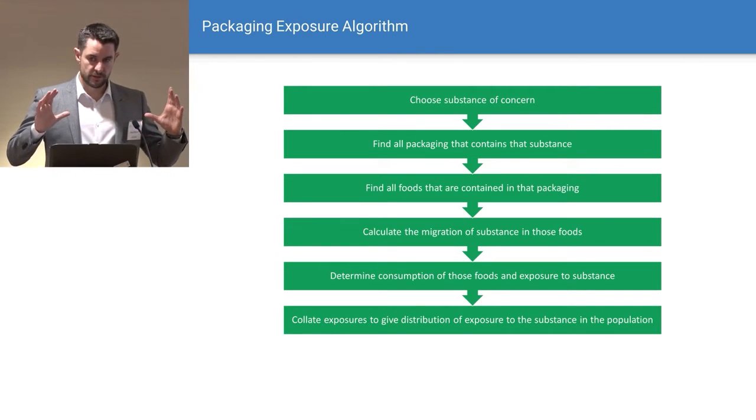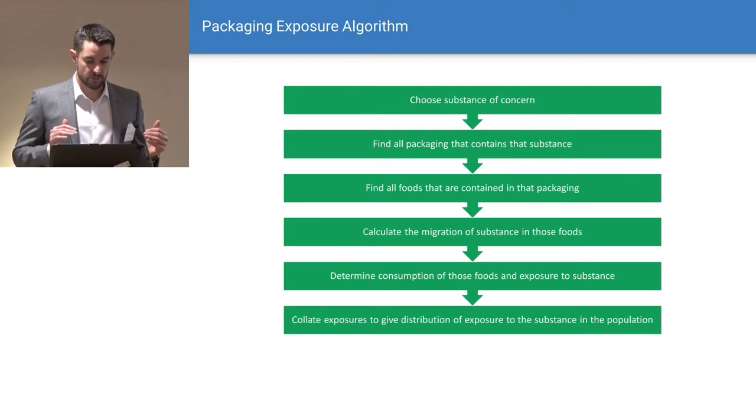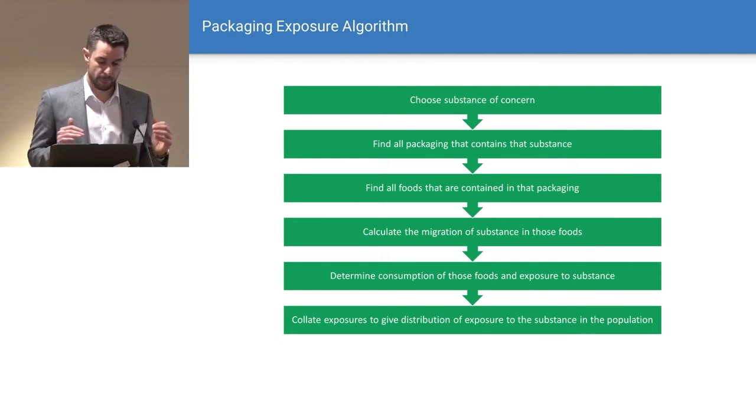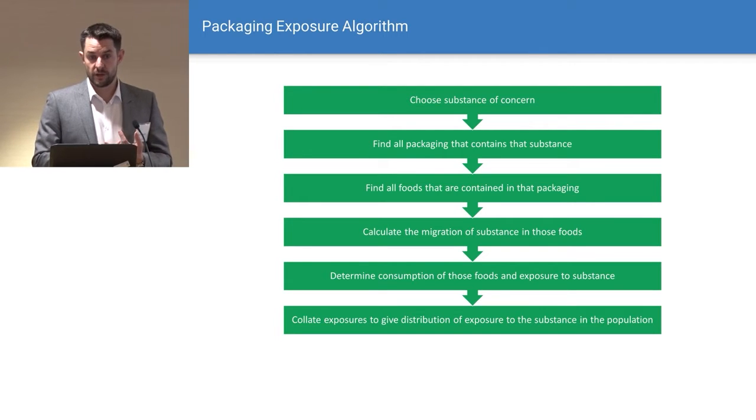Using that data, this is the kind of algorithm that we developed, and I'm going to step through it in a lot more detail, but the basic idea is this. You pick a substance that's present in food packaging. Given that you've started with a certain substance, you need to know all the food packaging that contains that substance, and then you need to know all foods that are used with that packaging. With that information, if you have a migration model, you can then calculate the level of migration into food, link it with the food consumption data, and having all of those inputs, then you can collate all your different combinations and look at what the distribution of exposure is in the population.